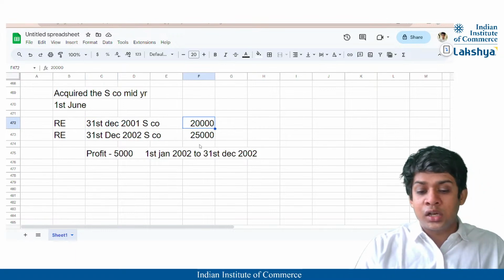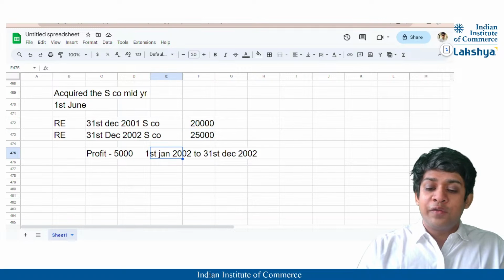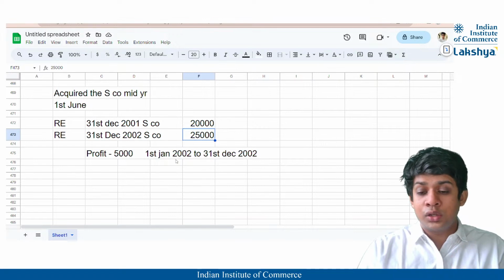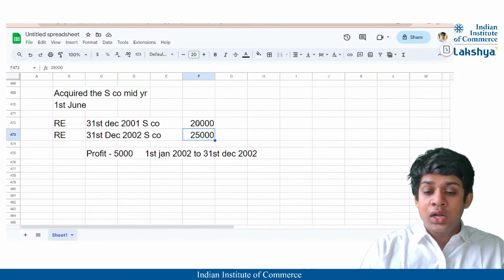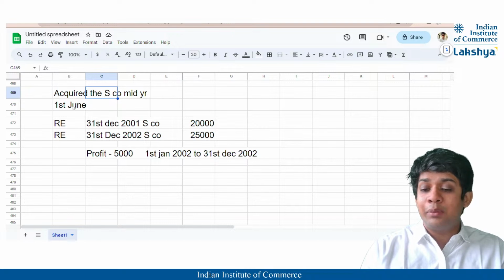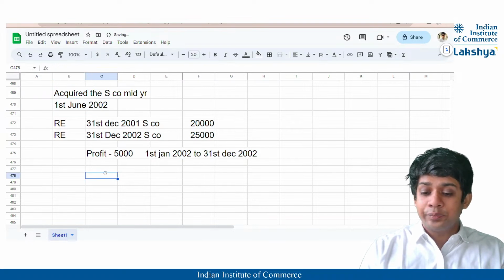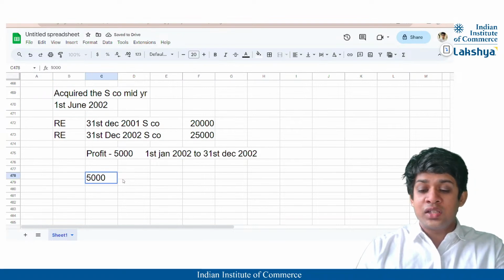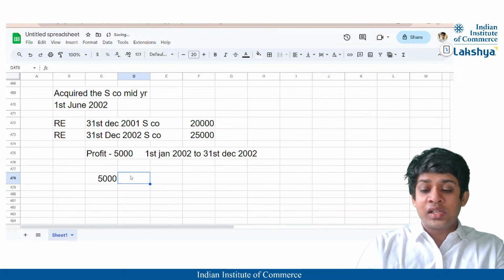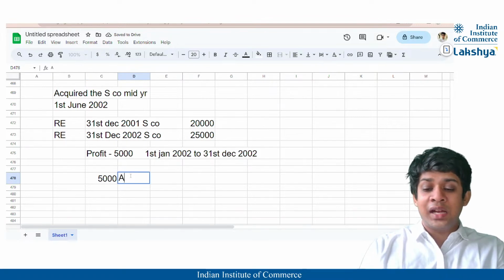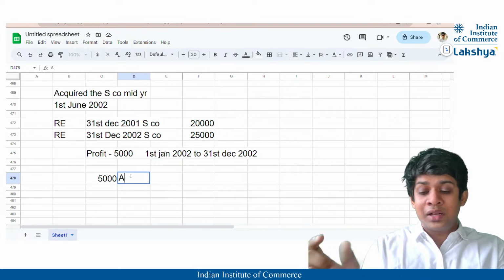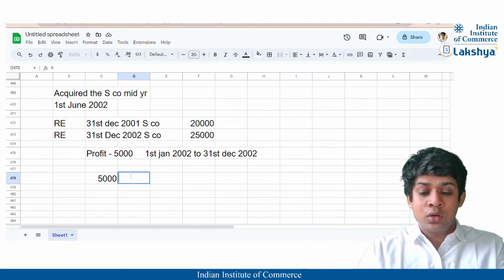That is nothing but the balance at the start of the year for the next year. So from 1st Jan 2002 to 31st December 2002, that is for the year 2002, the profit that they have earned is 5,000, correct? Because the retained earnings balance was 20,000 and now it has increased to 25,000. Now I have acquired the company mid-year, that is on 1st June 2002. Okay, that means from this 5,000 profit, which is for the full year, we assume that the profits accrue evenly throughout the year. That means we can divide it into 12 months and take the same value for each month.